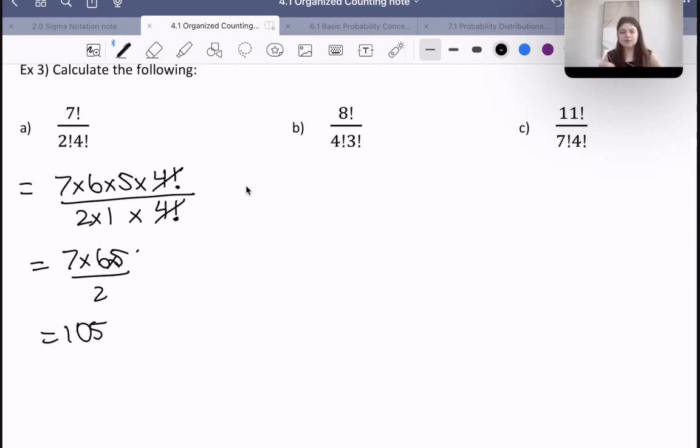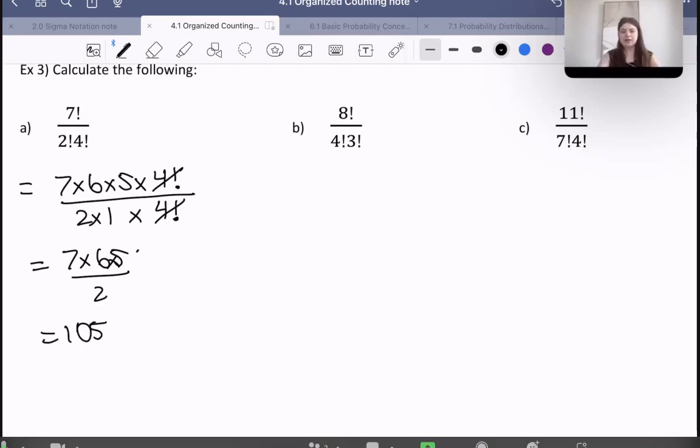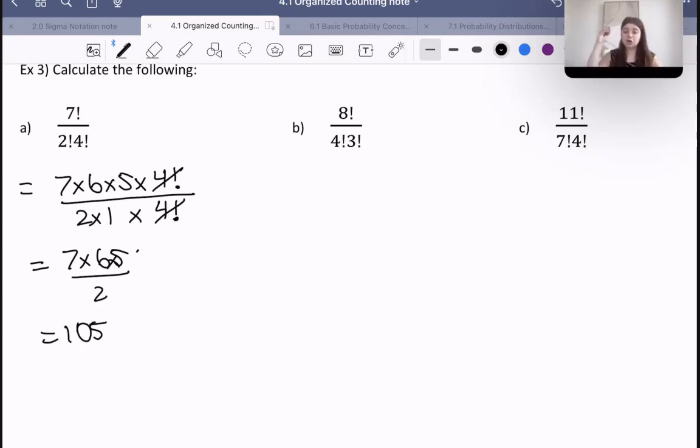I'm going to do the same thing for B. I'm going to say, well, what's our biggest factorial for top and bottom? Well, for top, it would be 8. For bottom, it would be 4. So that means 4 factorial is what we'll be able to realistically cancel out here.